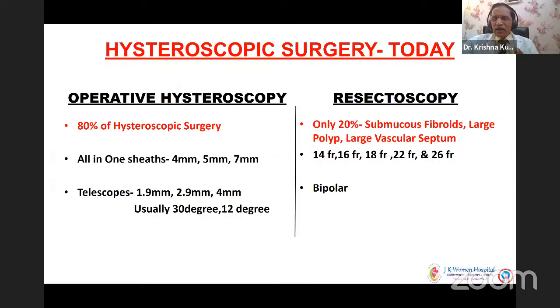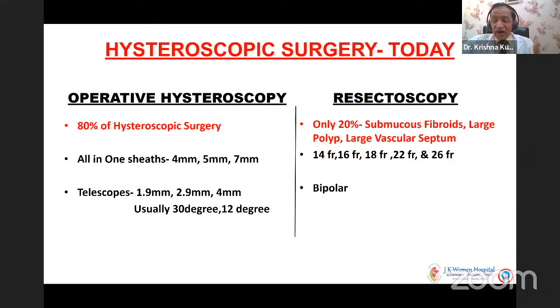Initially 100% of surgery inside the cavity was resectoscopic, but today it is hardly 15 or 20%. You can see the range of telescopes and sheaths we have now, from 1.9 to 4 millimeter, and resectoscopes varying from 26 French or 9 millimeter down to 5 millimeter. So if I have to innovate or upgrade, how much to buy is the biggest challenge.